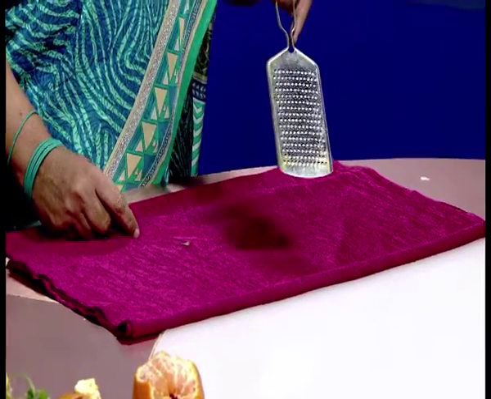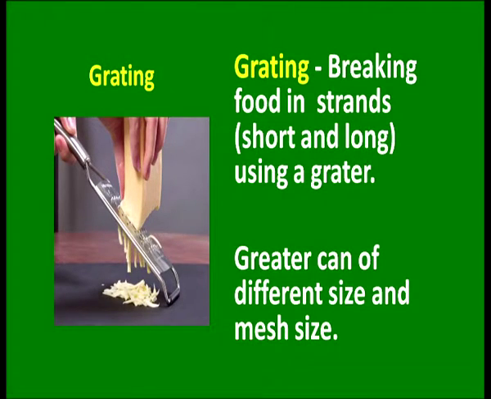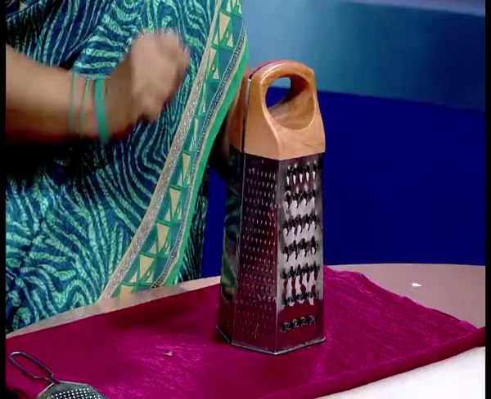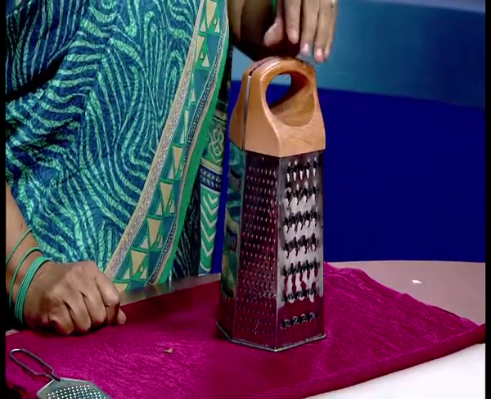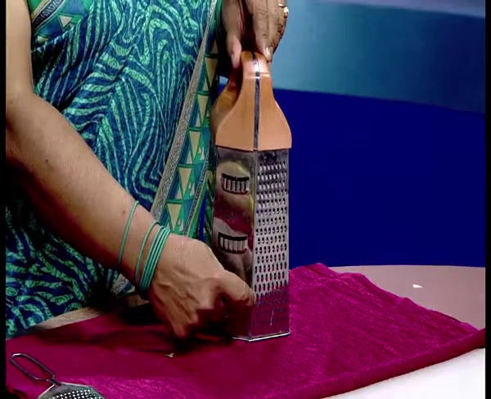So this is a very small one, very handy, and this is basically a cheese grater. You can see in the picture also. So you can grate the cheese here, but there are other big graters also. You can see this. And why I am showing this? Because in this you can see the various sizes of the mesh.